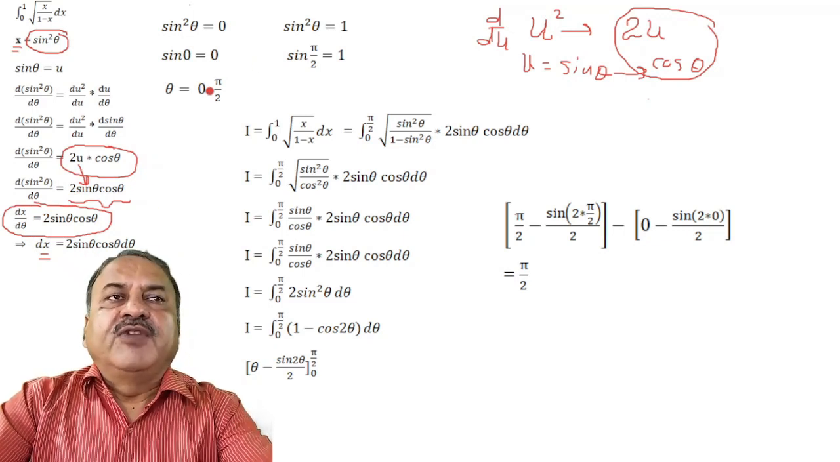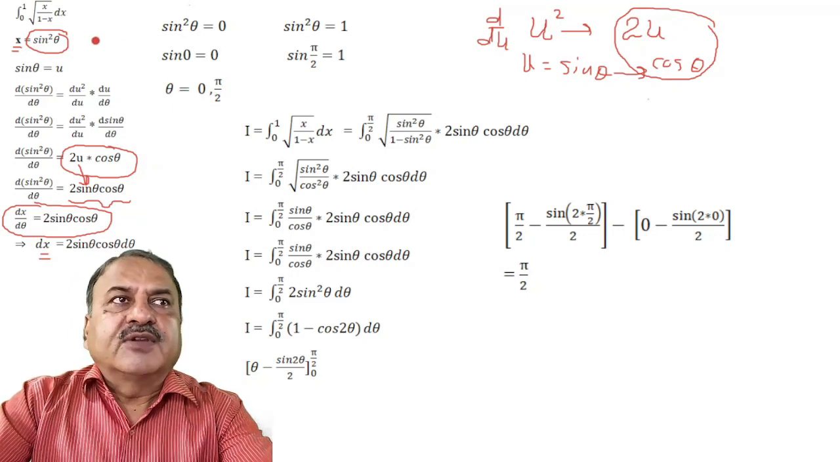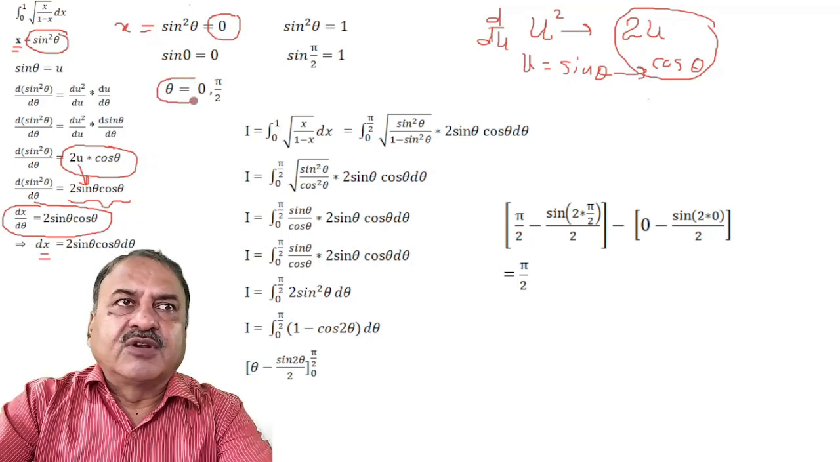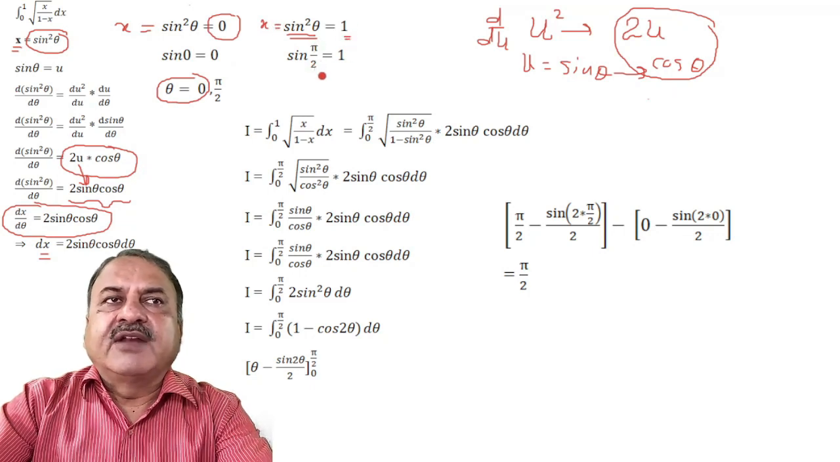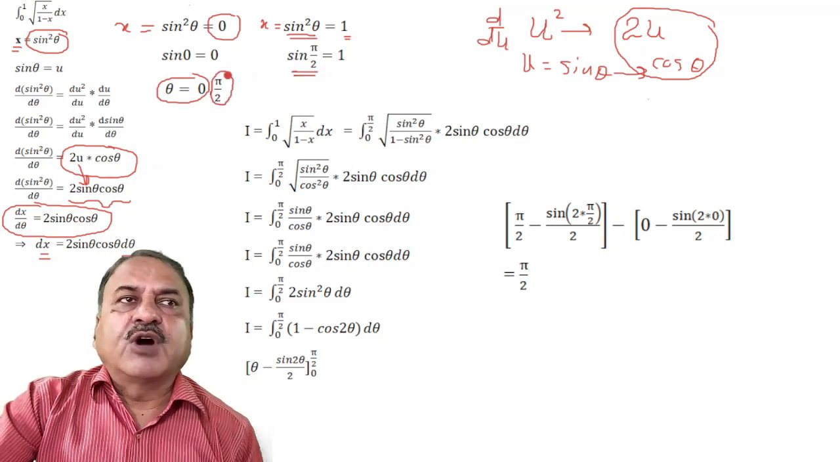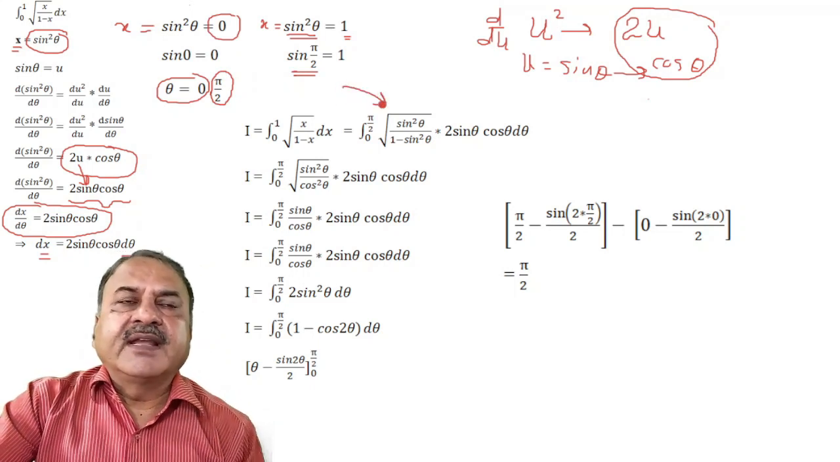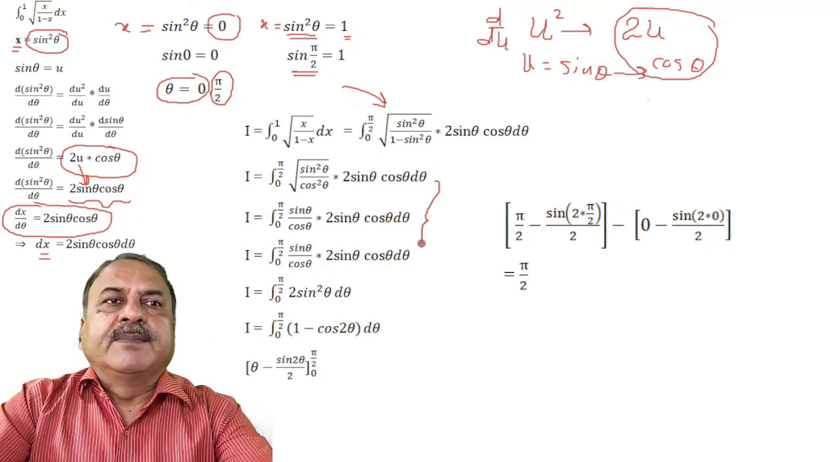Now we manipulated our lower limit and upper limit. You can see that the lower limit is 0. If we put x equal to 0, where x is sine square theta, we get theta equal to 0. When x is 1, sine square theta is 1, and we know that sine pi by 2 is 1, so theta equal to pi by 2. These are our upper limit and lower limit. After that, we plugged in the limits and we plugged in the value of x and dx. We simplified it at the end.